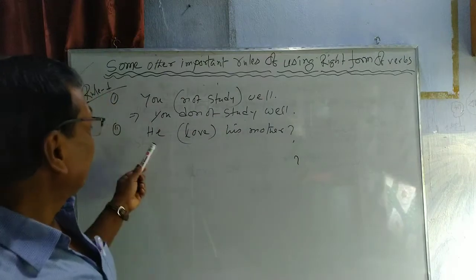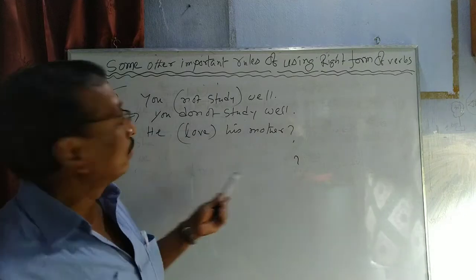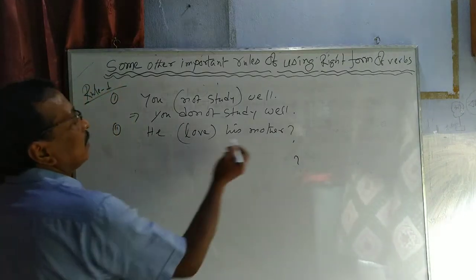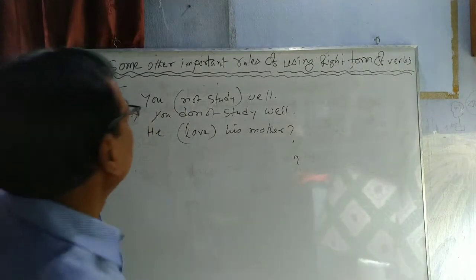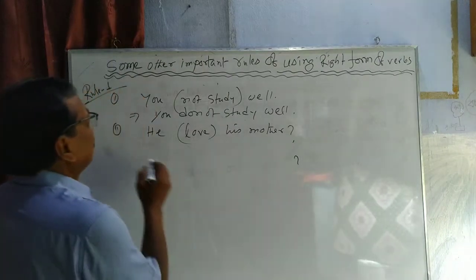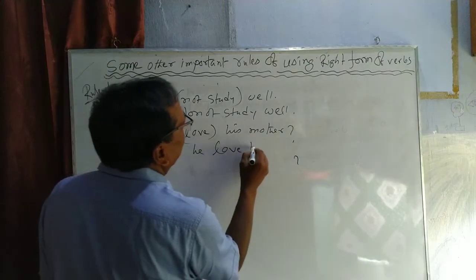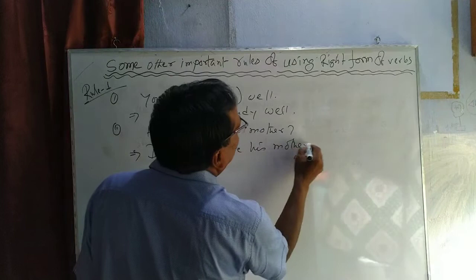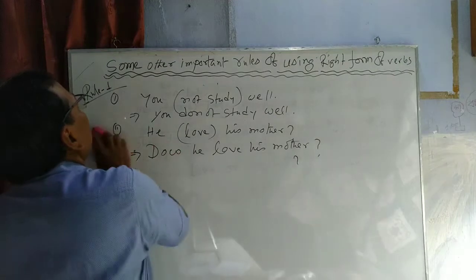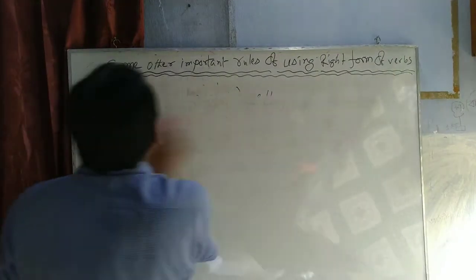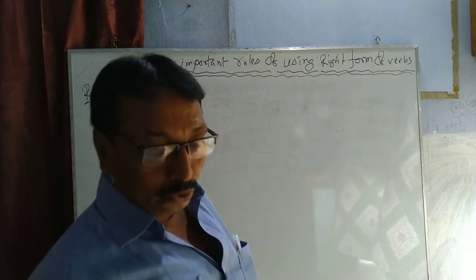And the second sentence, he loved his mother. We find a sign of interrogation at the end of the sentence, so we must use do, does, or did. As there is no indication of time, it is in the present indefinite tense, so we must use does, as he is third person singular number. Does he love his mother? So dear students, if we find a sentence indicates to be negative or a sentence indicates to be interrogative, we must use all these rules.